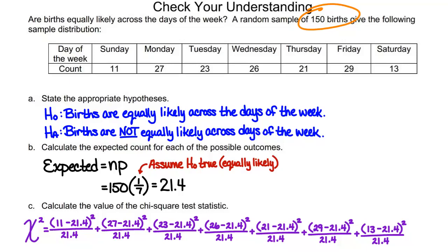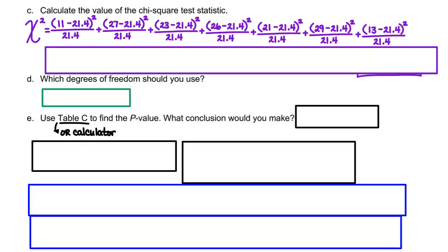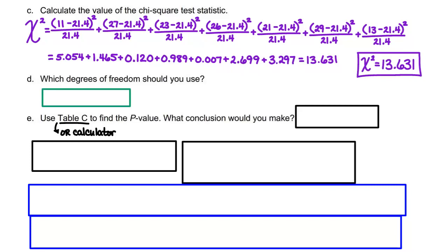Is anybody not done with part B yet? Getting part B down? All right, I'm going to bump part C higher up on the screen. And because of time, I'm going to go ahead and spoil and show our test statistic. Comes out to be 13.631. How many degrees of freedom should we be using? 6 degrees of freedom. We have 7 categories, 7 days of the week, minus 1.